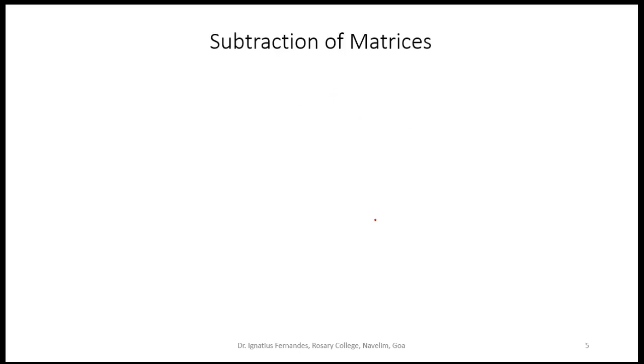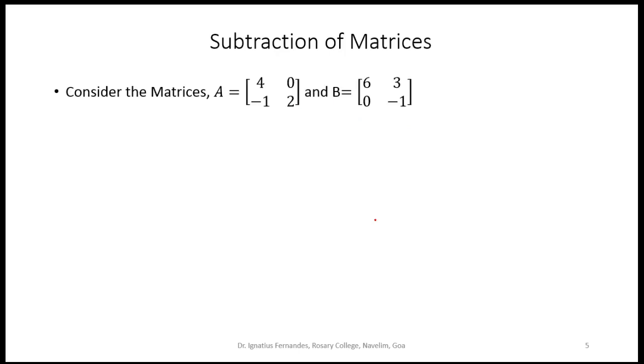The same way we have subtraction of matrices, and a similar principle here. So consider the two matrices A and B. So let us say I want to find out A minus B. Now what is A minus B? A here is 4, 0, minus 1, 2, minus B I have 6, 3, 0, minus 1. Okay, again for two matrices to be subtracted, their dimension should be same.